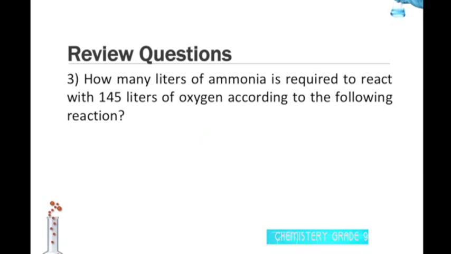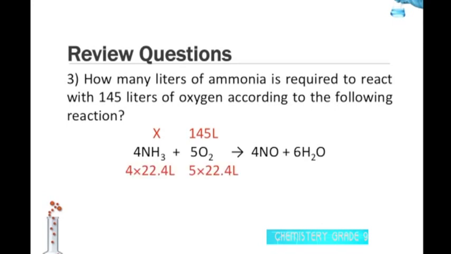How many liters of ammonia is required to react with 145 liters of oxygen according to the following reaction? We set up the unknown and known on the top and the volume on the bottom. Then we can solve for x. 116 liters is required.